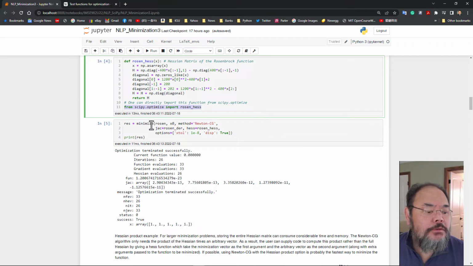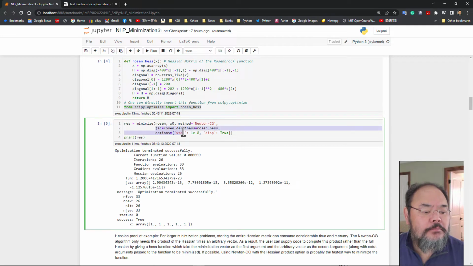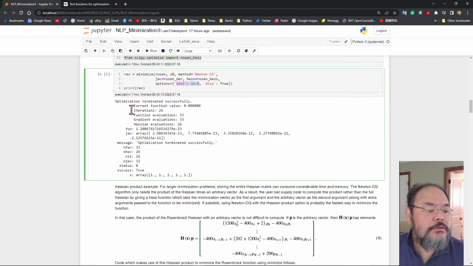And then we're just using the Newton's conjugate gradient method, given the first derivative and Hessian information. And I specified the convergence tolerance for x as 10 to the negative 8, and display equals true, so I want to display all the output. So this is basically what we get, okay?